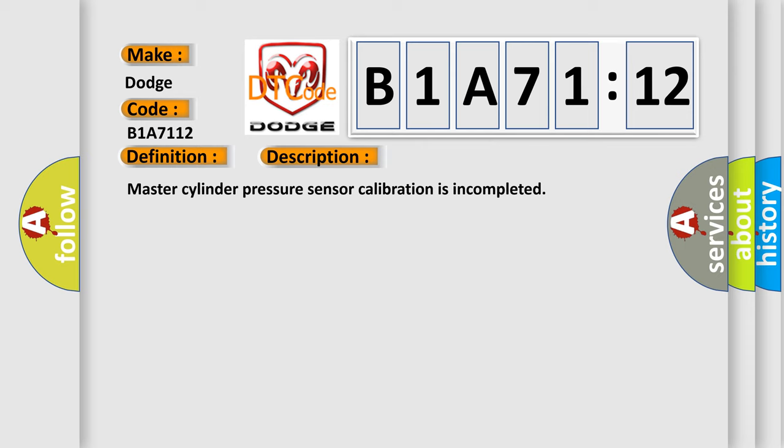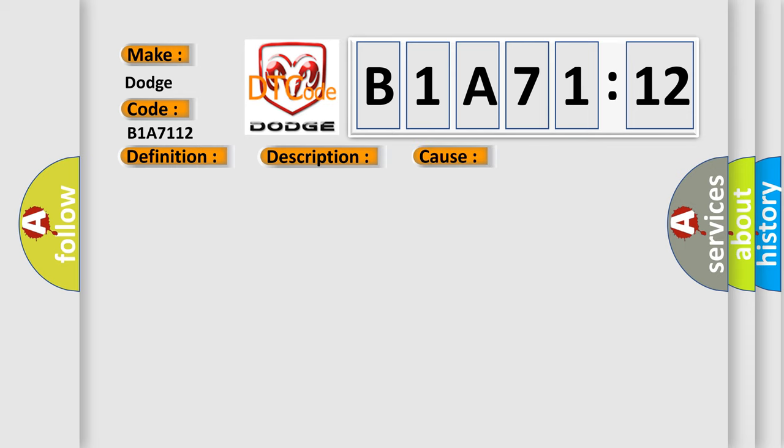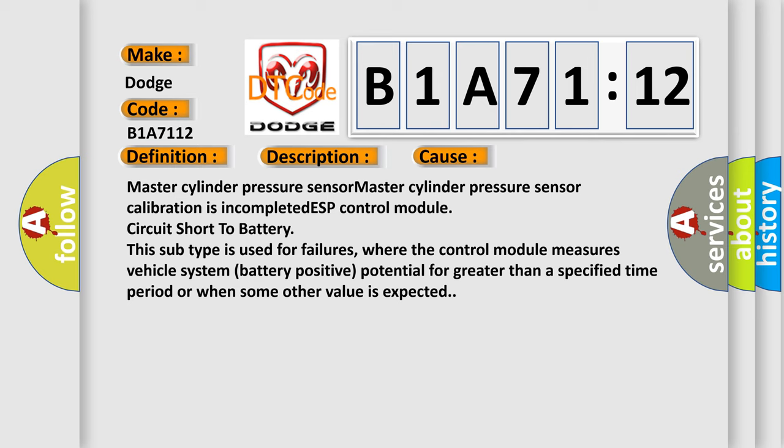This diagnostic error occurs most often in these cases: Master Cylinder Pressure Sensor Calibration is incomplete. DESP control module circuit short to battery. This subtype is used for failures where the control module measures vehicle system battery positive potential for greater than a specified time period or when some other value is expected.